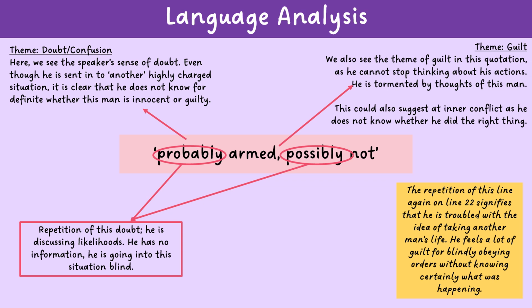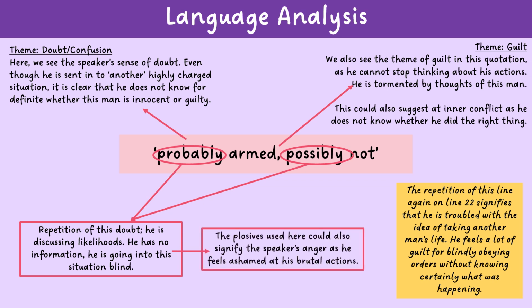The plosives here, at the beginning of probably and possibly, could also signify the disdain the speaker has for his own brutal actions. Furthermore, this line is repeated in line 22, which represents the speaker's inability to control his own thoughts. He is haunted by the part he played in killing this man, and he clearly cannot stop wondering whether the looter was innocent or not.